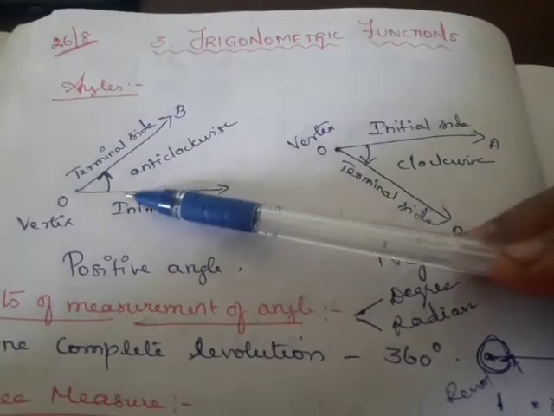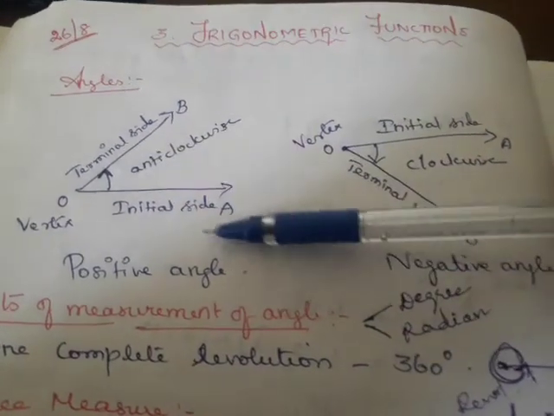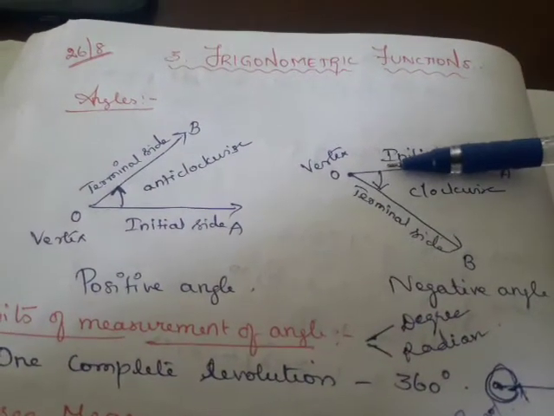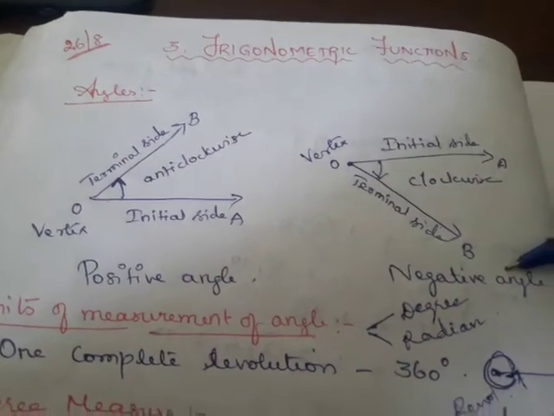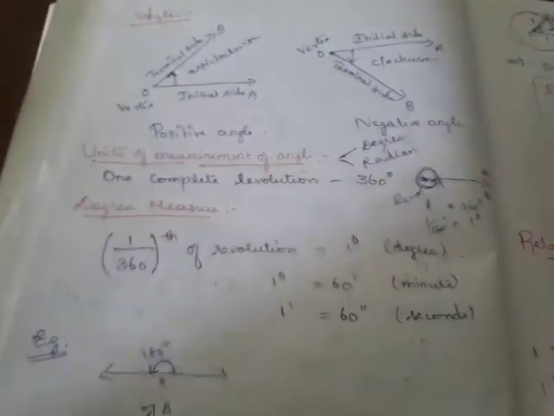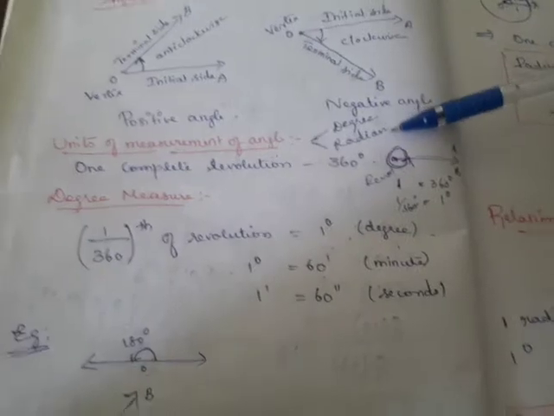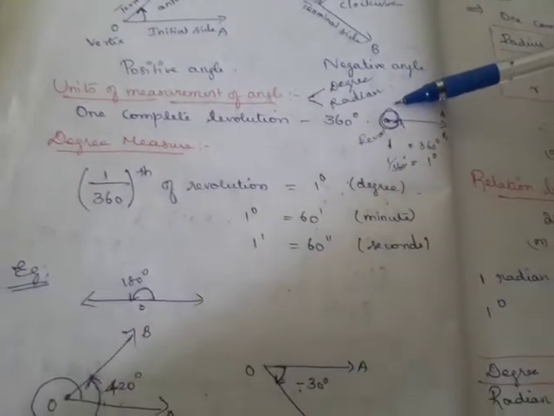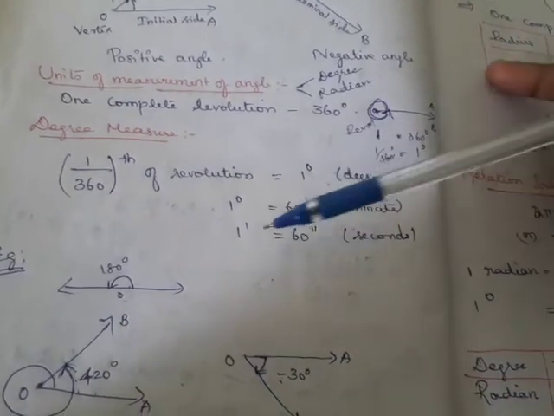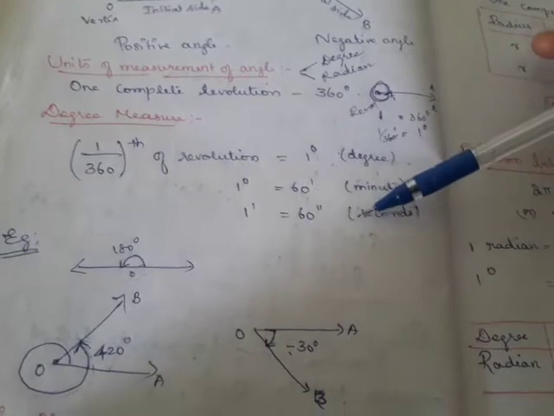If it is measured in the anti-clockwise direction, it will be a positive angle. If it is measured in the clockwise direction, it will be a negative angle. Then we learnt two different units of measurement of angle called degree and radian. Right, 1/360th of a revolution is 1 degree, 1 degree is 60 minutes and 1 minute is 60 seconds.